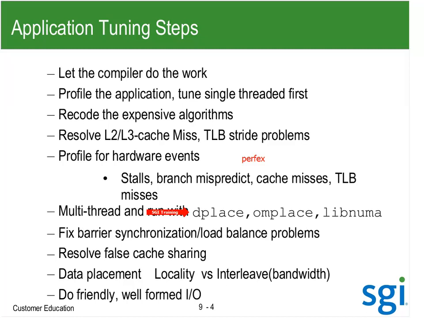Also, there is a wrapper to dplace called omplace. And omplace is a little bit fancier and can do things for OpenMP, MPI hybrid applications. Now, dplace and omplace only deal with CPU affinity. They do not deal with memory affinity. So we also are going to have to look at memory affinity.